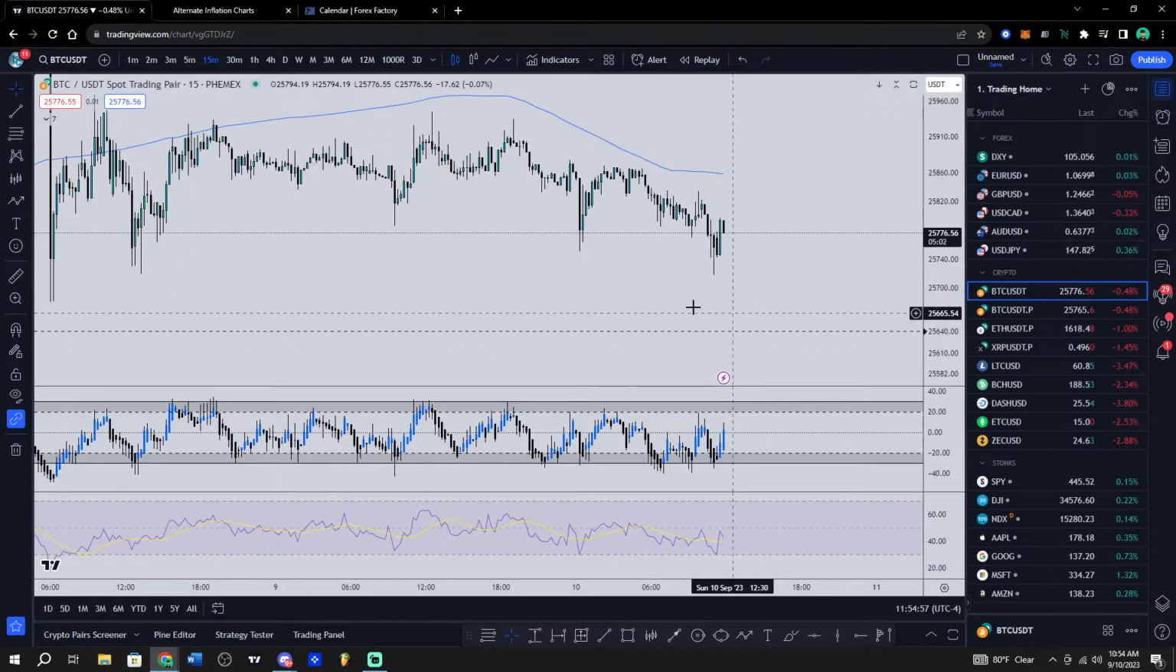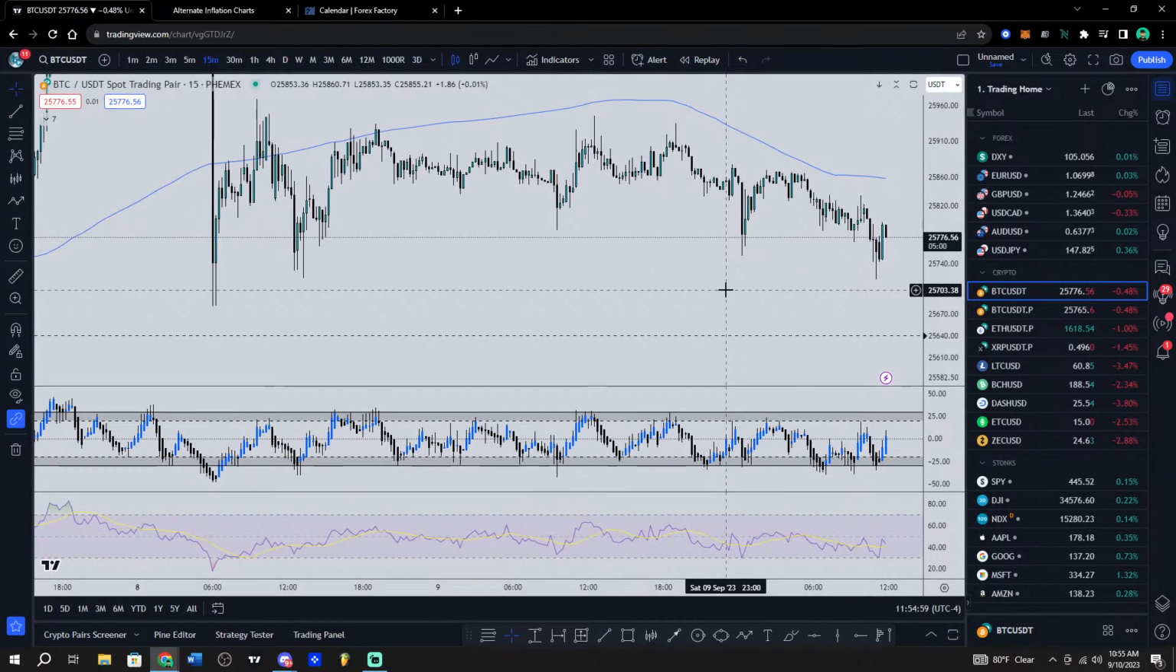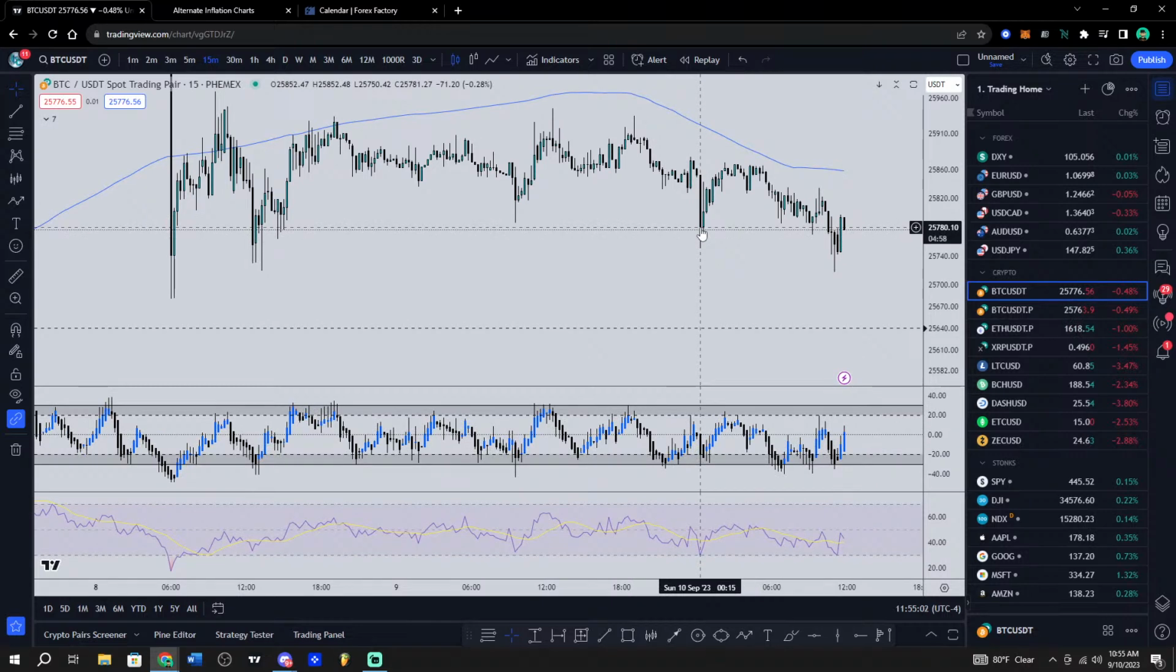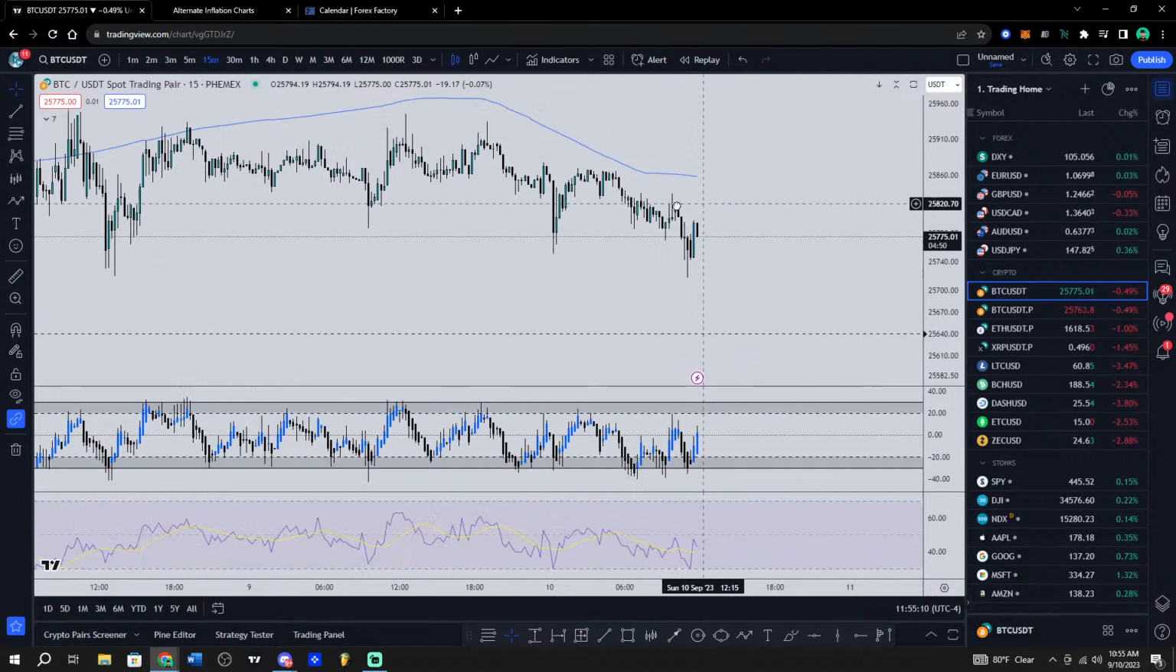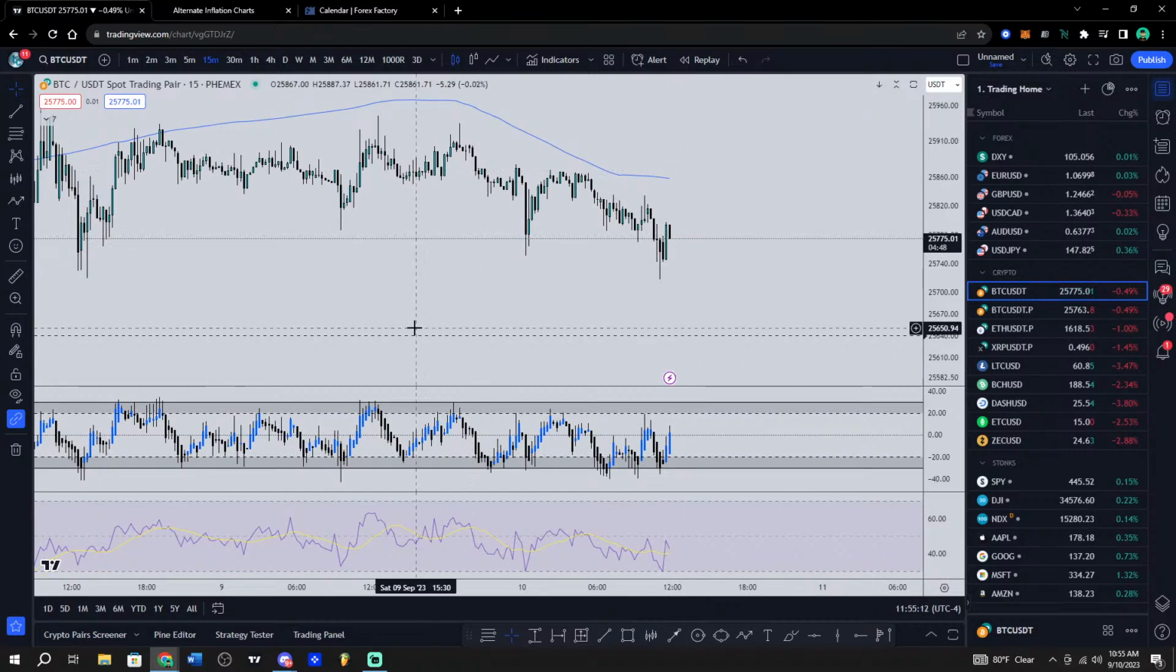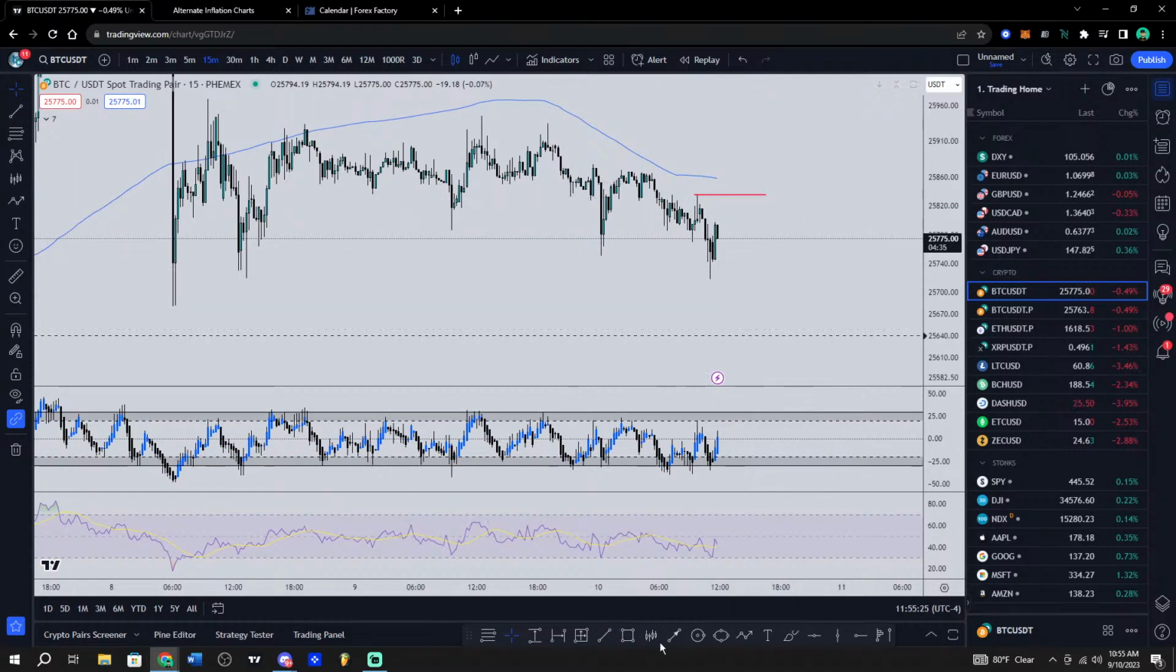So have we taken anything out that makes us believe? We did take this out. We did close below, and we got a big push up. So what I would be looking for is to come up and break this high. Let's break that high and close above it. Break that high, close above it.